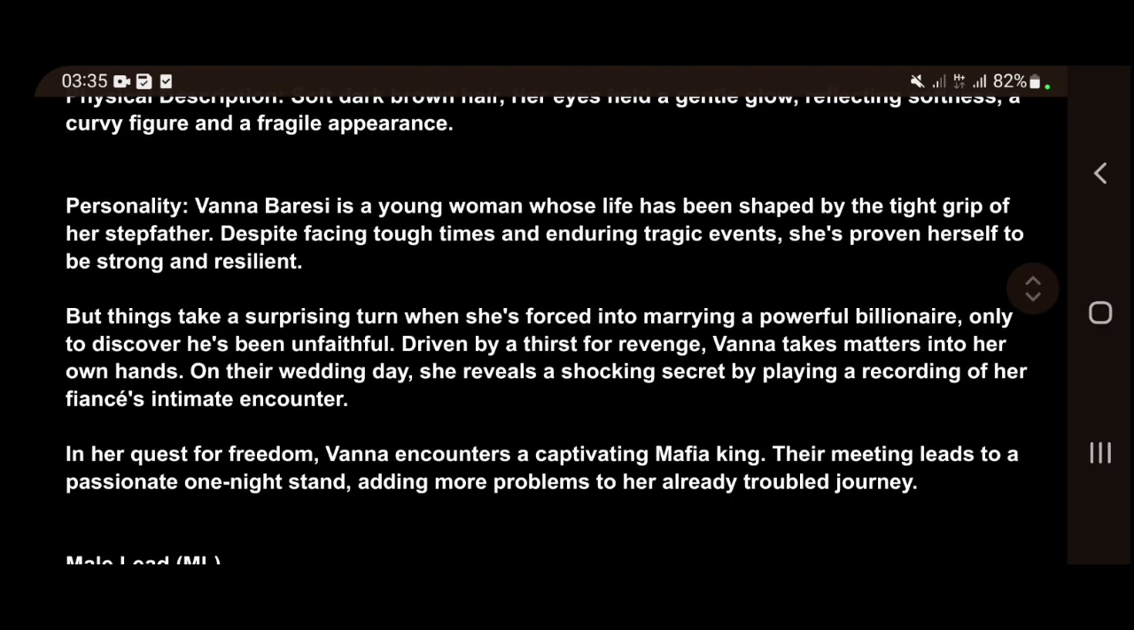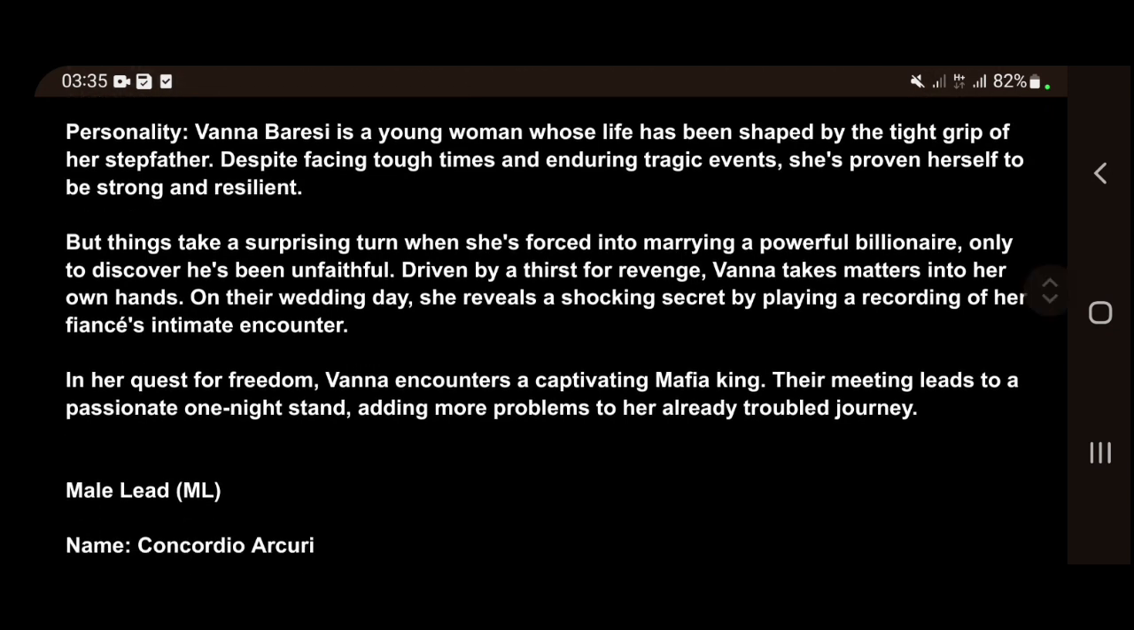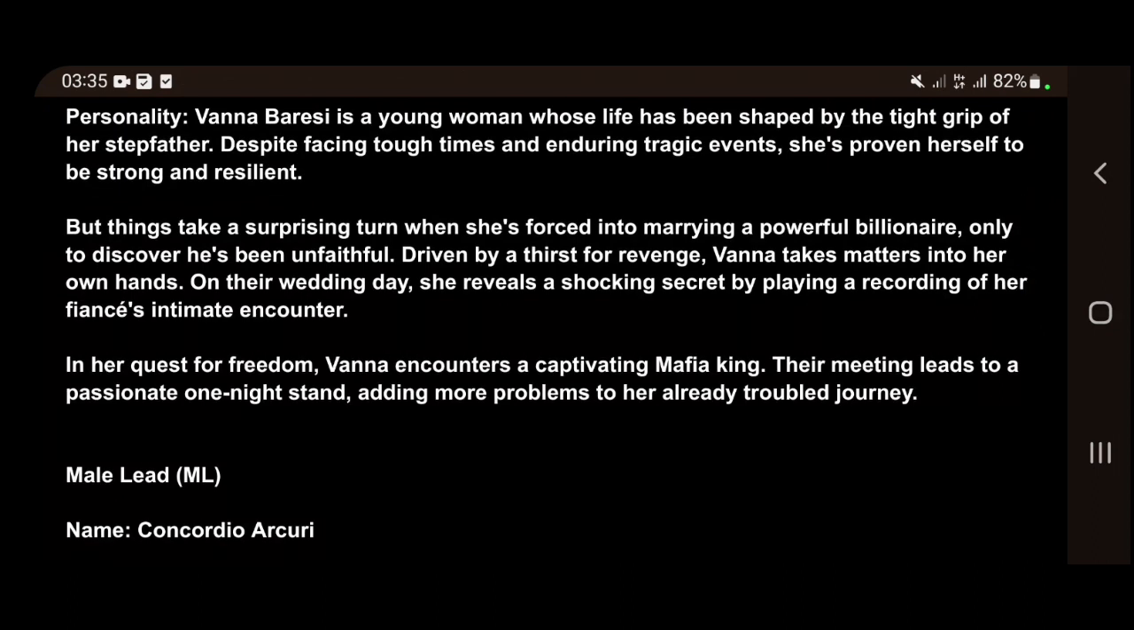Personality: Vanna Barisi is a young girl whose life has been shaped by the tight grip of her stepfather. Despite facing tough times and enduring tragic events, she has proven herself to be strong and resilient. But things take a surprising turn when she falls into marrying a powerful billionaire, only to discover he's been unfaithful, driven by a thirst for revenge.